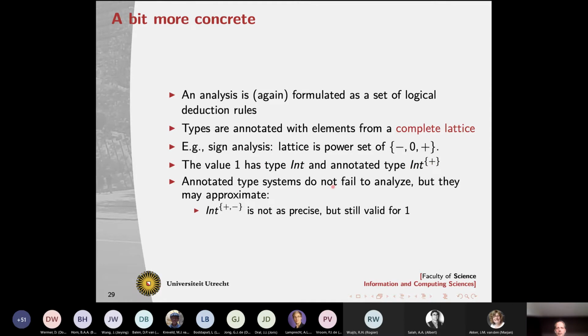Now, annotated type systems never fail to analyze. Where a static type system can actually fail because your program is not type correct, optimization should always be okay. You may not be allowed to make the optimization, but you should never say to the programmer, can't optimize. So what they do is, instead of failing, they approximate. For example, if I have the value 1, it's also okay to say that this is an integer that may be positive or negative. Of course, I know it's never negative, but I can still say this.